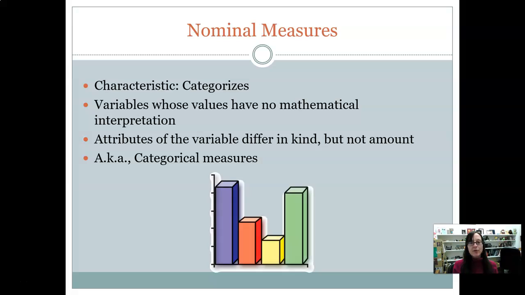These are also known as categorical measures, is another way to describe them. For example, something like gender or ethnicity, occupation, marital status, hair color, type of weapon used in an assault, anything where you just want to show differences, but you can't put anything in order, or you can't say something is bigger or smaller or greater or less than, you can't make those distinctions. All you can say is that they're different. That would be a nominal measure. And a very specific type of nominal measure is a dichotomy.